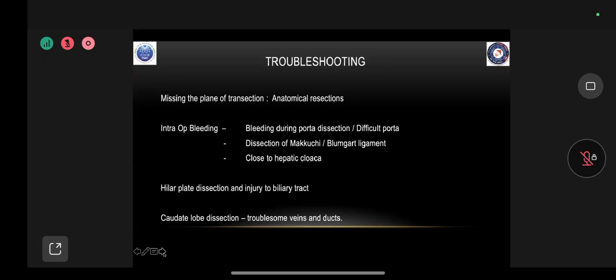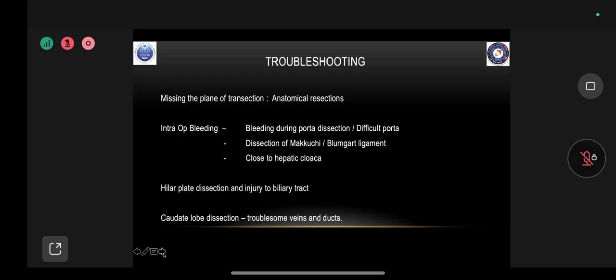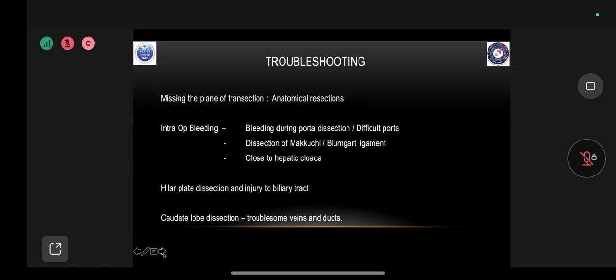Intraoperative bleeding can occur at various steps. Sometimes the porta is difficult, especially if a patient has undergone transarterial embolization procedures, or if you're dealing with a hilar cholangio and there is a drainage procedure done, or if you have bulky nodes at the porta. In dissection of the Marcucci or the Blumgart ligament, be aware that there will be a lurking vein somewhere over there. So it's always better to ligate off that structure rather than control the bleeding.